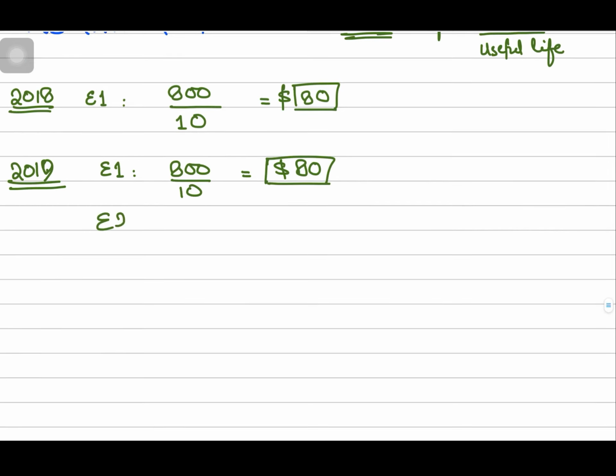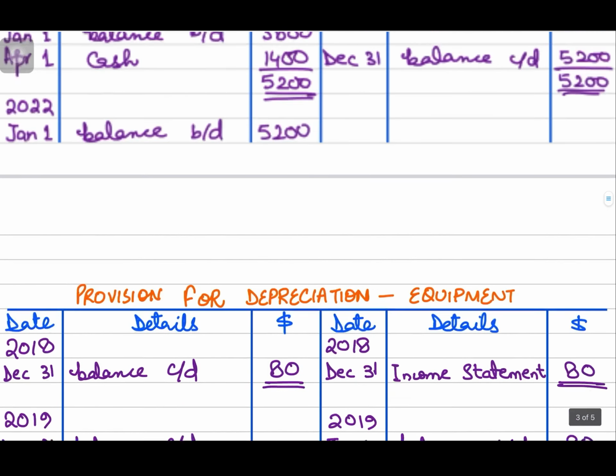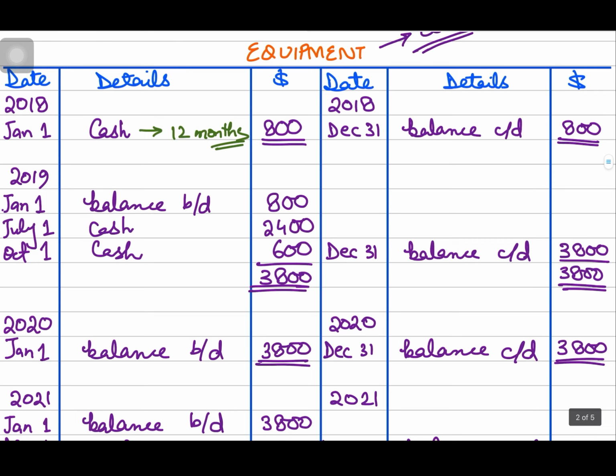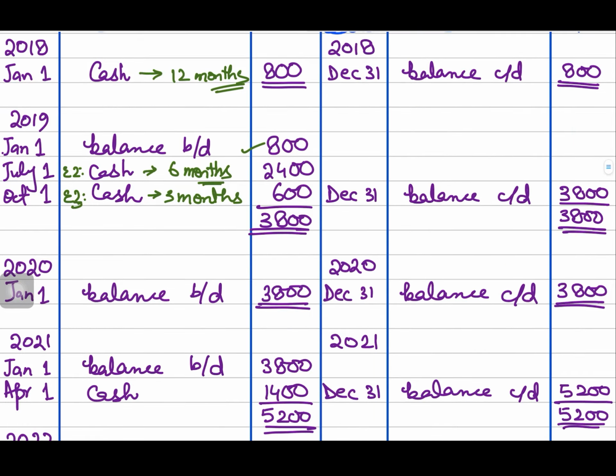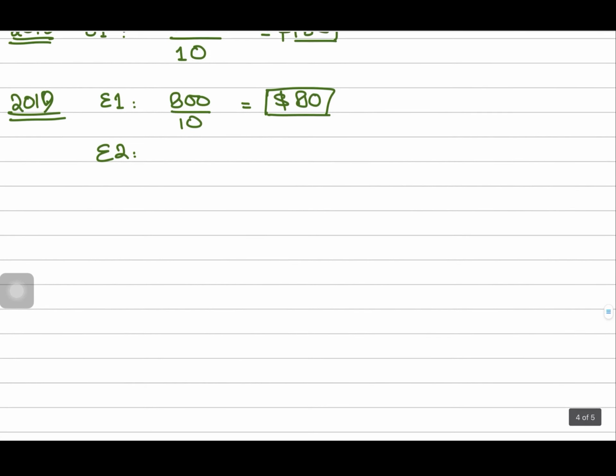Now let's move to equipment number 2. We are done with the first asset, right. Now this asset is being purchased on July 1st, right. So for how many months? July, August, September, October, November, December. For 6 months this asset remained in the business in the year 2019, and the third one is being purchased on October 1st. So October, November, December, for 3 months. This is my equipment number 2, this is my equipment number 3, right. So 2400 is the cost of these two equipments. So okay, let's just change the color now.